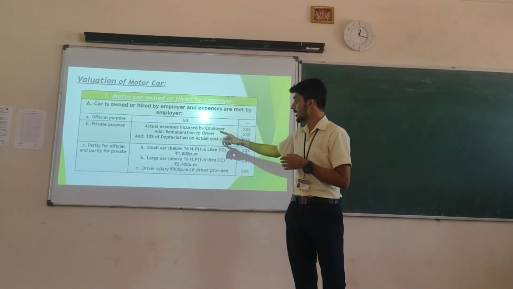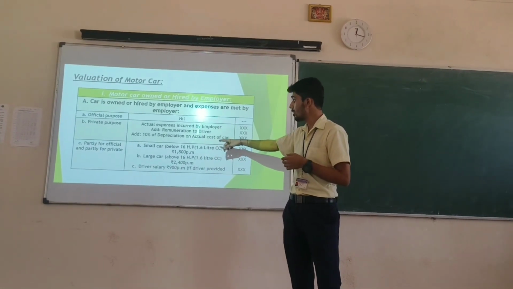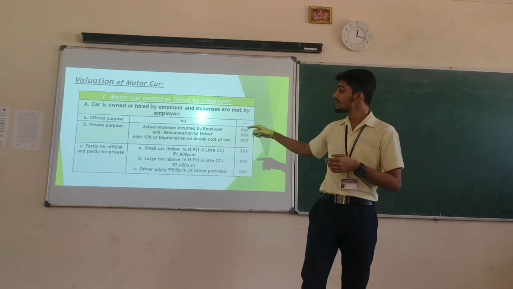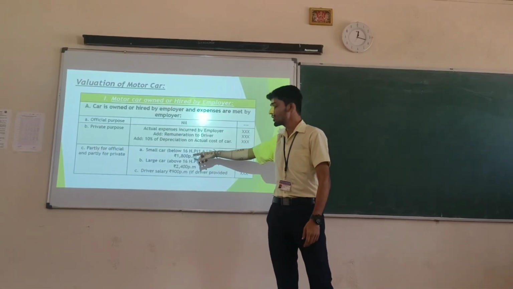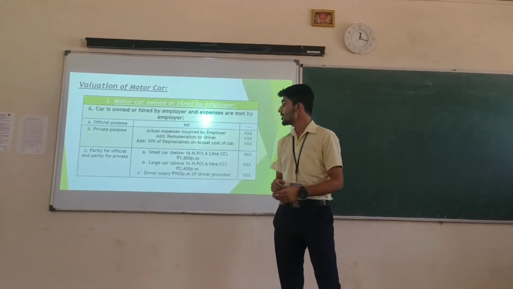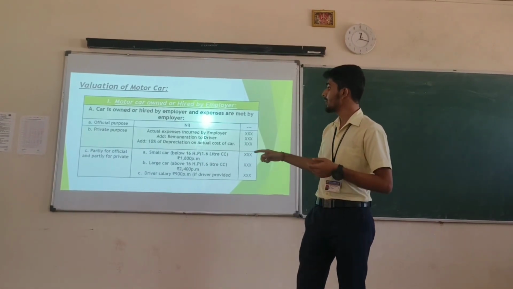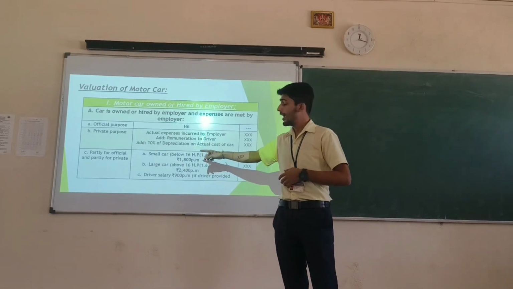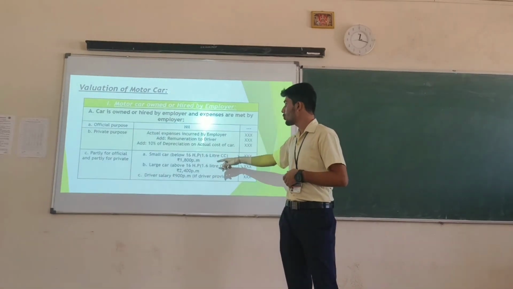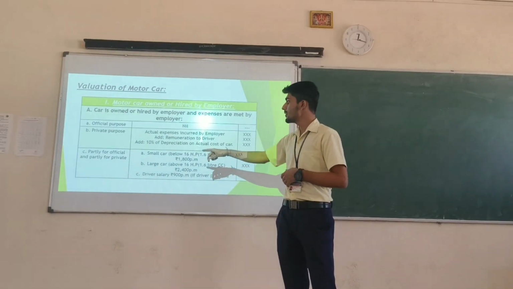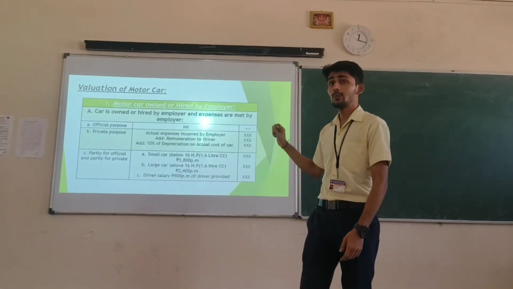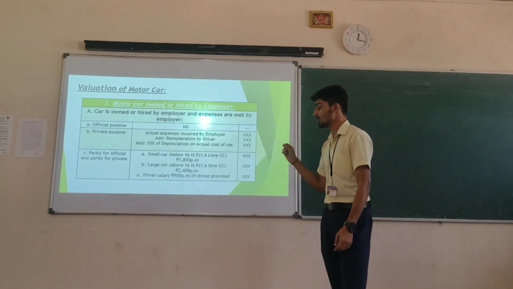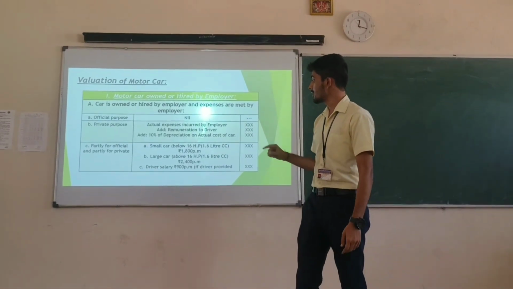If the car is below 16 horsepower or 1.6 liter cc, where cc stands for cubic capacity, here the value for small car is 1800 per month. And when it comes to the large car, that is determined by above 16 horsepower or 1.6 liter cc, then it is considered as a large car. For large car, it is 2400 per month, and if driver facility is also provided, then it is 900 per month.